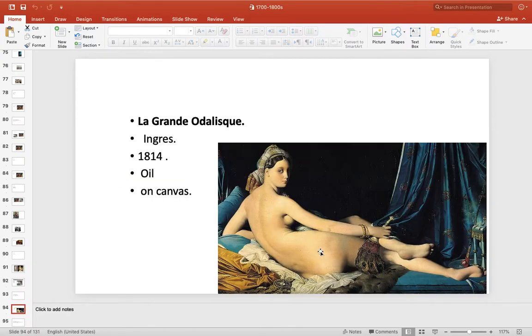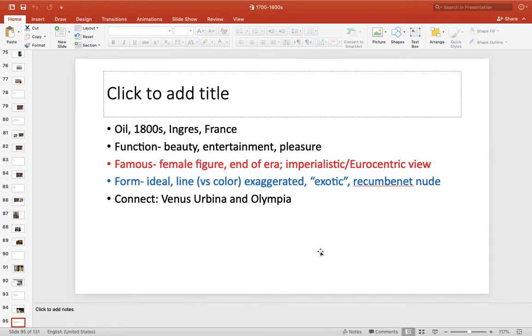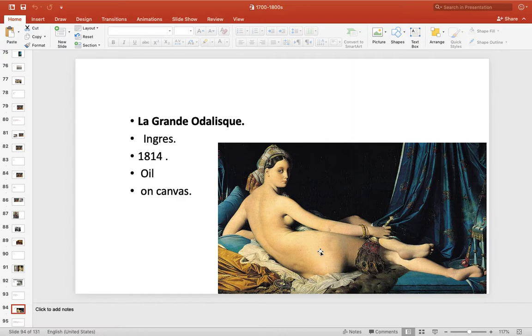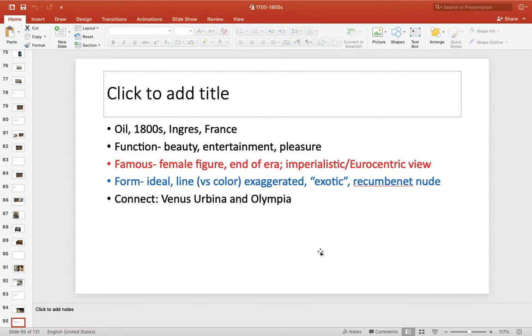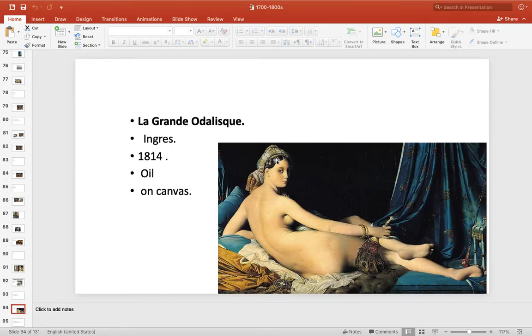1814 and France, Ingres. Function: this is about beauty. It's a beautiful painting. Someone would buy it because they thought it was pretty. Famous: the female figure is very famous. This one is famous for being kind of imperialistic in the sense that this is a Turkish harem, but they romanticize it. It's like the imperialistic view of a Turkish woman.